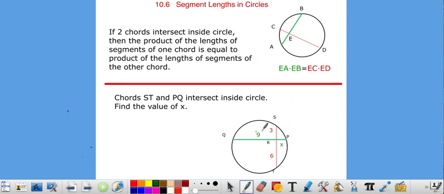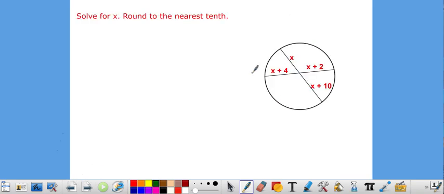So here's an example. We're going to look at two examples. ST and PQ intersect inside the circle. You can see QP is broken up as 9 and x. ST is broken up as 3 and 6. So what this is saying is that 9x is equal to 3 times 6. So 9x is equal to 18, so x would have to be equal to 2. You're taking each of the chunks that it gets split into, multiplying them together, and setting them equal to each other. We'll try another one, a little more algebra heavy, but not so bad.